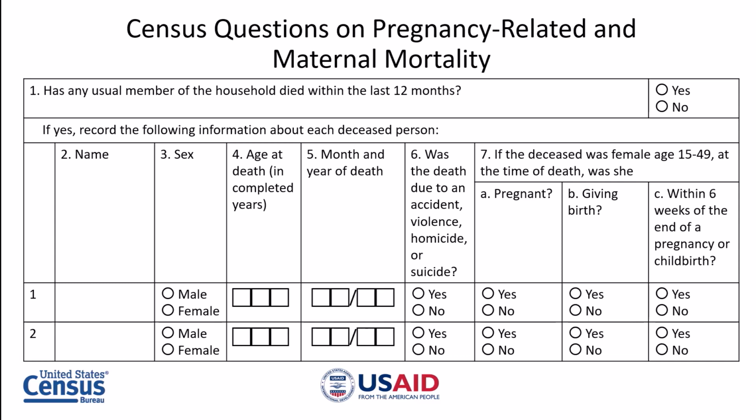Age at death can be replaced with the date of birth and date of death, if dates are well known and well reported in a population. Asking about the month and year of death is useful, since it can be used to verify that the death occurred during the recall period. The next question is whether the death was due to an accident, violence, homicide, or suicide. Answers to this question will be used to differentiate between pregnancy-related and maternal deaths.